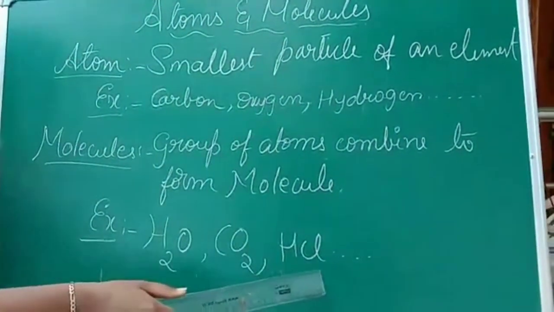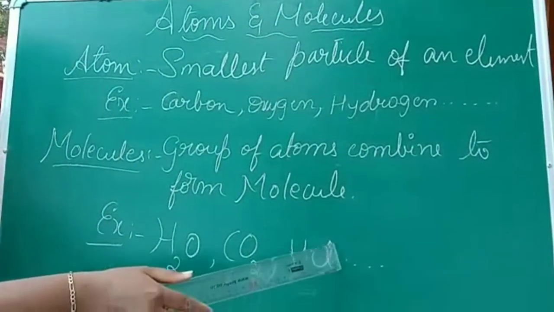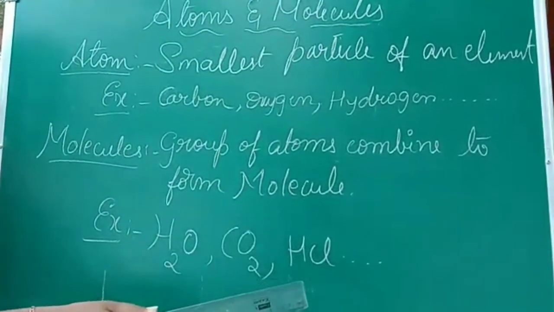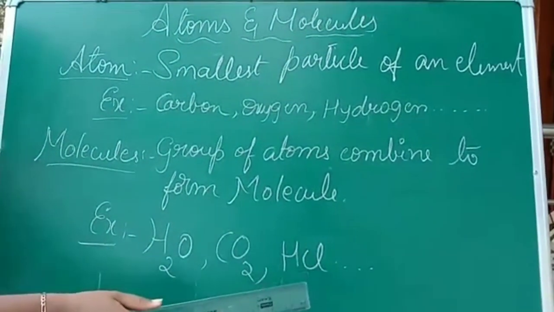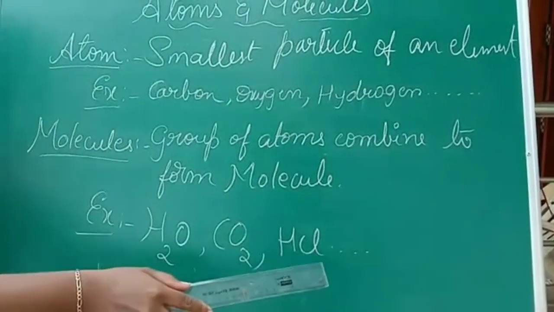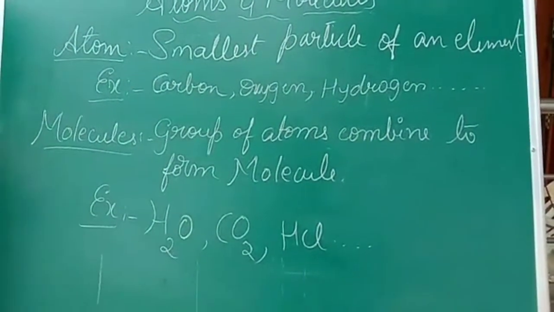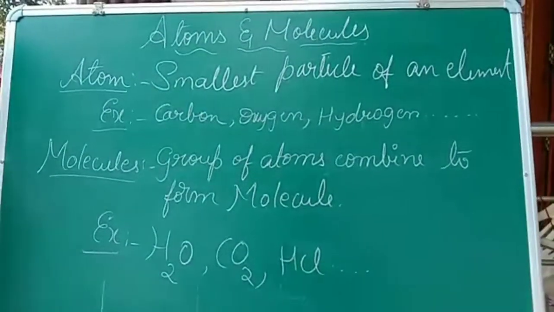Next, coming to HCl. H is for hydrogen and Cl is for chlorine. This is an acid, hydrochloric acid. For the formation of hydrochloric acid, again you require two different elements, that is hydrogen and chlorine. So these are some of the introductory concepts of atoms and molecules.